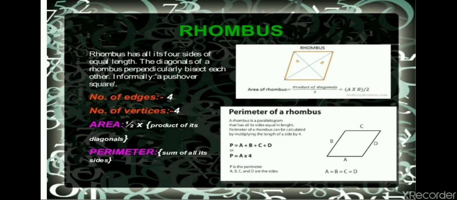Rhombus. A rhombus has all four sides of equal length and it is also a parallelogram. So how do we find the area of a rhombus? Here you can see the rhombus has diagonals. This is diagonal 1 and this is diagonal 2. We can find the area of the rhombus by using the formula half into diagonal 1 into diagonal 2. And the perimeter is again 4 into side, as four sides are equal.